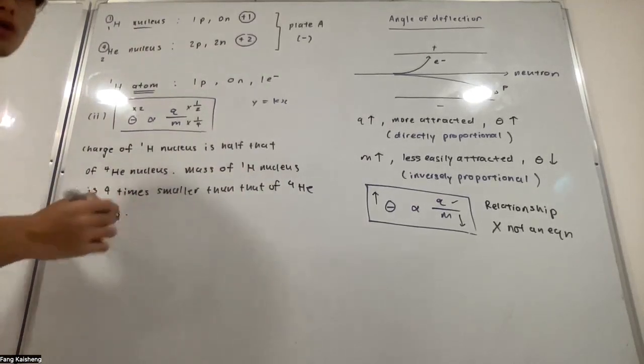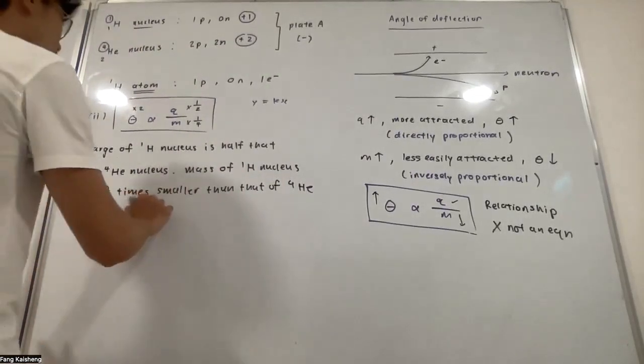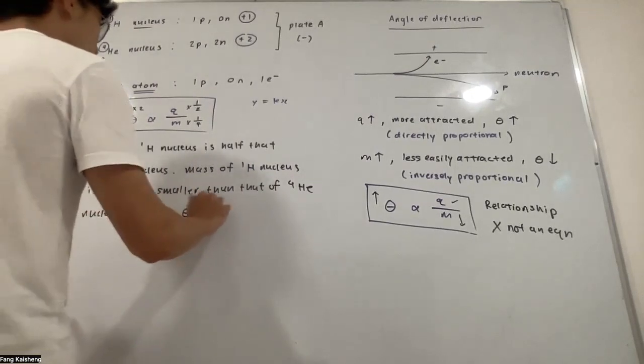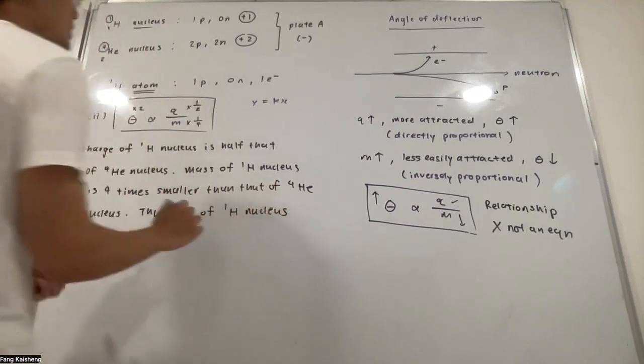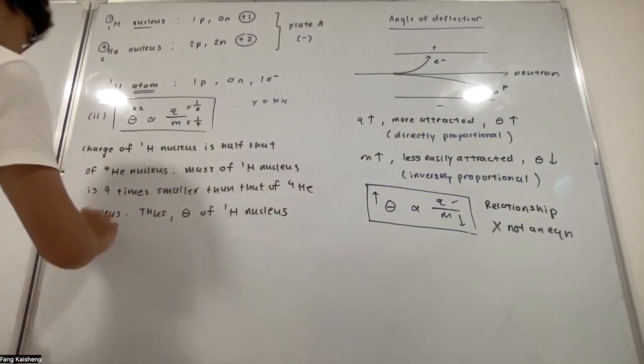Okay, then finally you can just make your conclusion. Your conclusion is your angle of deflection. Thus, angle of deflection for one hydrogen nucleus is 2 times larger. Then finish.